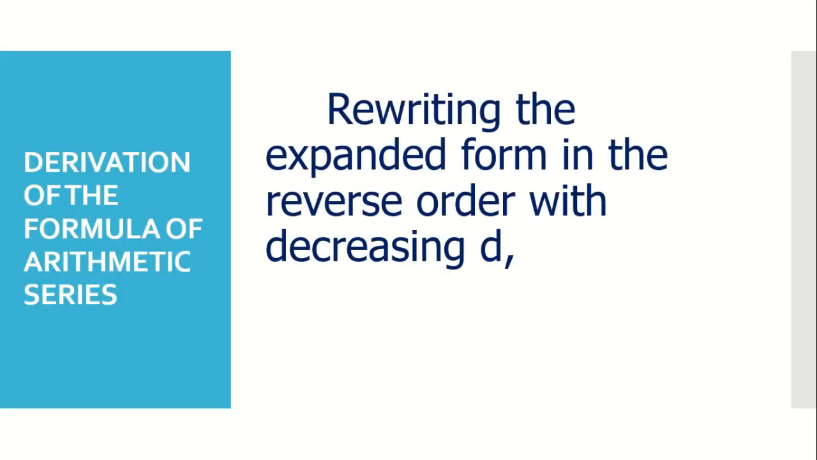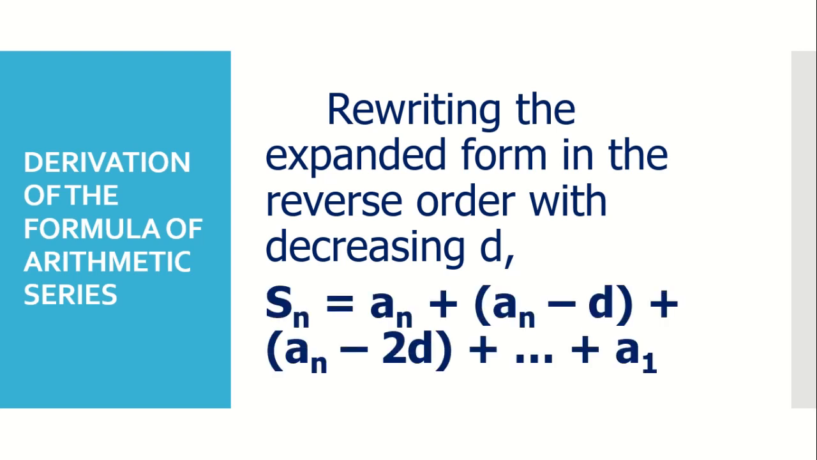Rewriting the expanded form in reverse order with decreasing d, we will have S sub n equal to a sub n plus the quantity a sub n minus d plus the quantity a sub n minus 2d plus until a sub 1. So we just take the reverse order. This will now be the second equation.